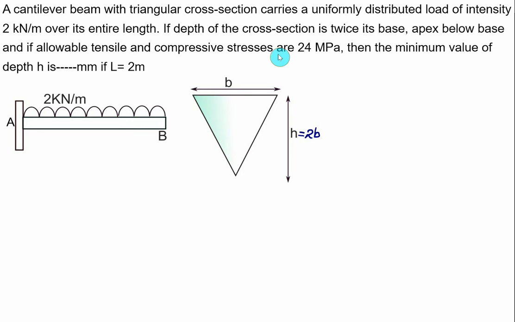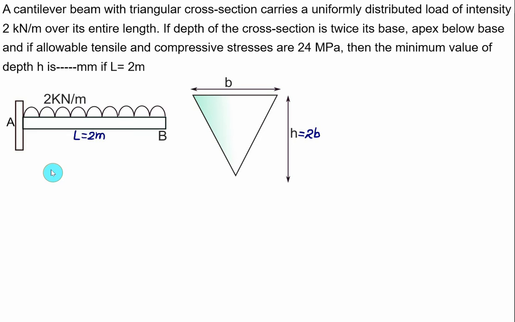Allowable tensile and compressive stresses are both equal to 24 megapascal. The minimum value of the depth H we have to calculate. We have to calculate the H value, and the span length is given. So the span length L is equal to 2 meter.